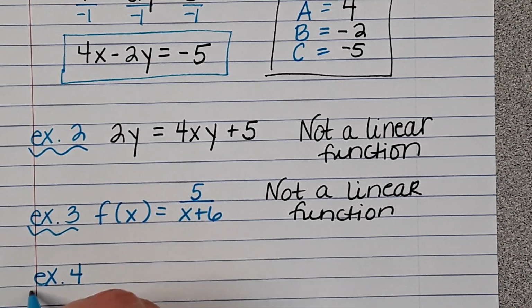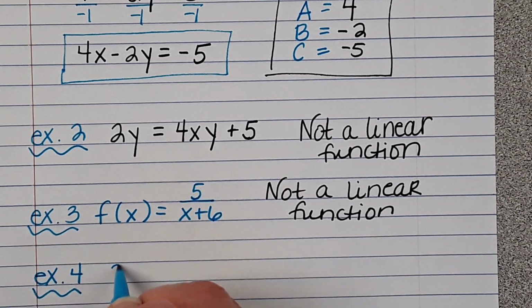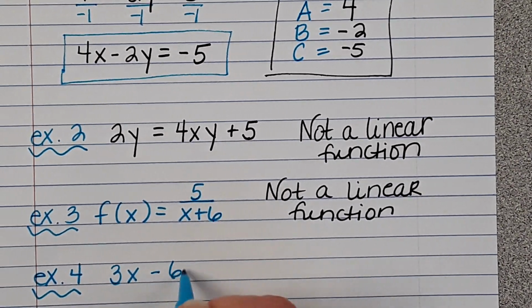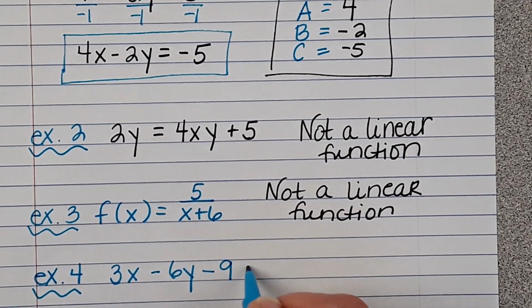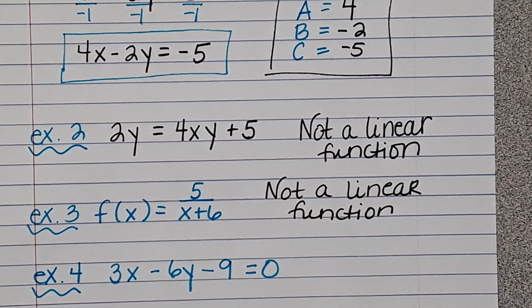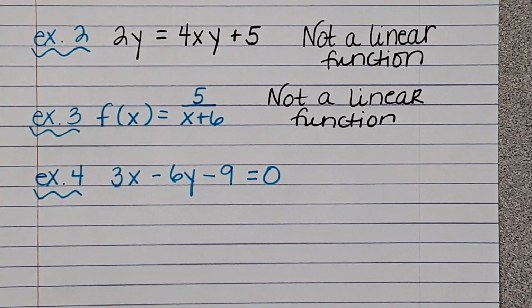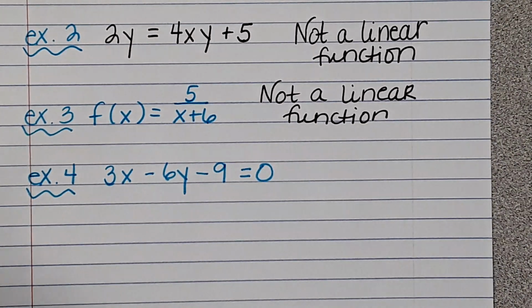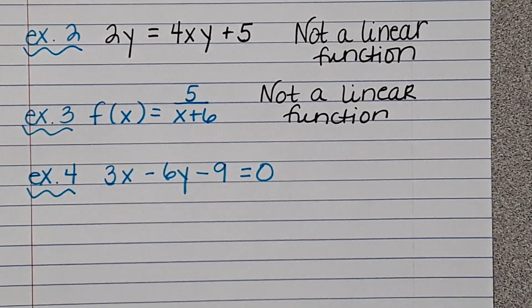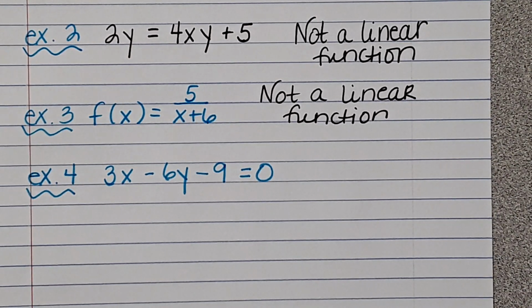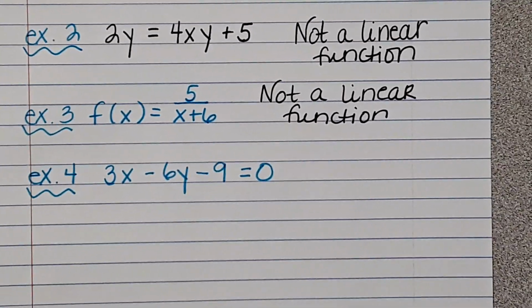Example 4. Okay, so I have 3x minus 6y minus 9 equals 0. So for 2 and 3, we wanted to write it in standard form, but we determined that they were not linear functions. What do we know about example 4?